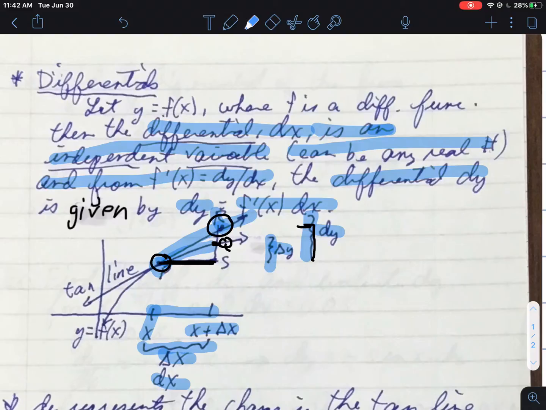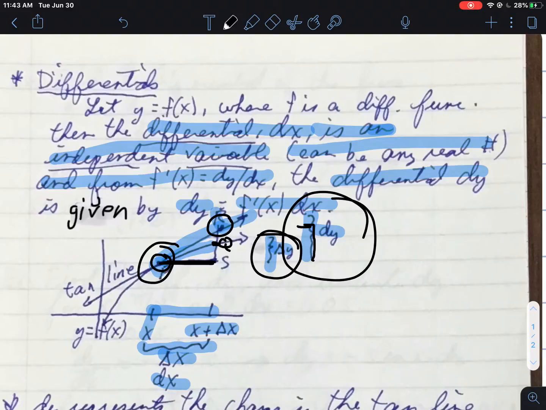Okay, because the change in the y value along the curve is different from the change in the y value along the tan line. But what we've been doing and what we ultimately do is we use this to approximate that. All right, so when we talk about that slope, right, dy dx is the slope of the tan line. Well, if we move away from our point in question and we're using the tan line to approximate the curve, then there's going to be a difference between dy and delta y, because the change in the y value along the curve and the change in the y value along the tan line are two different things.